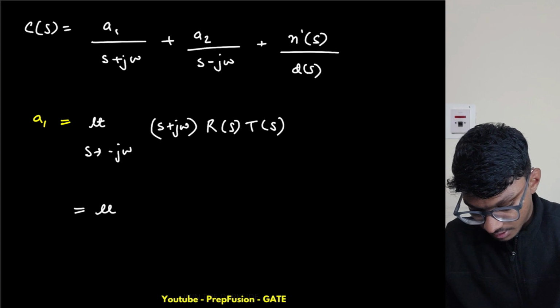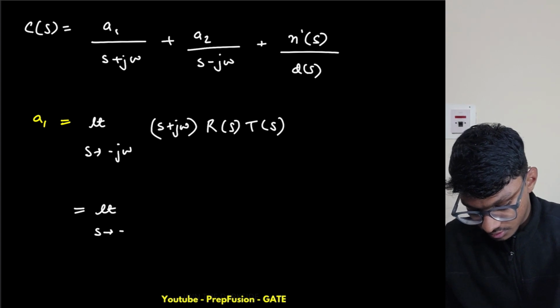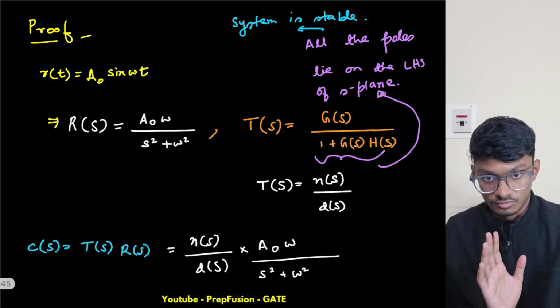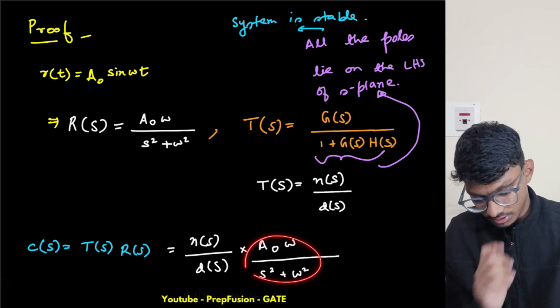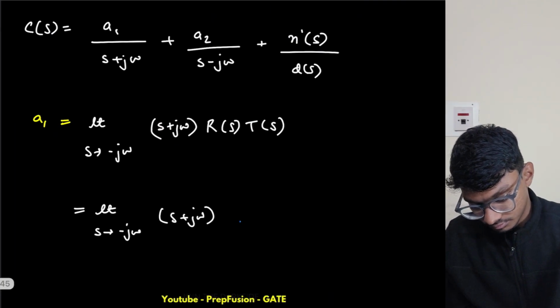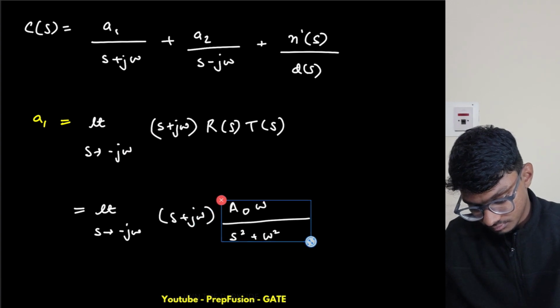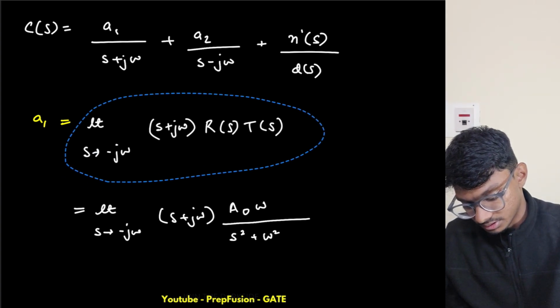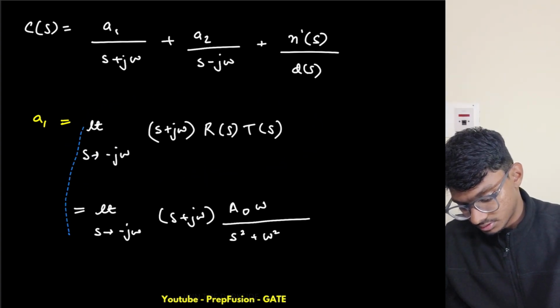So what will happen? I will put limit s tending to minus j omega, and this will still be r of j omega. Now what is r of s? I know r of s, right? R of s is this one only, right? So I can write this one. Let me write another line, or else you will not understand.